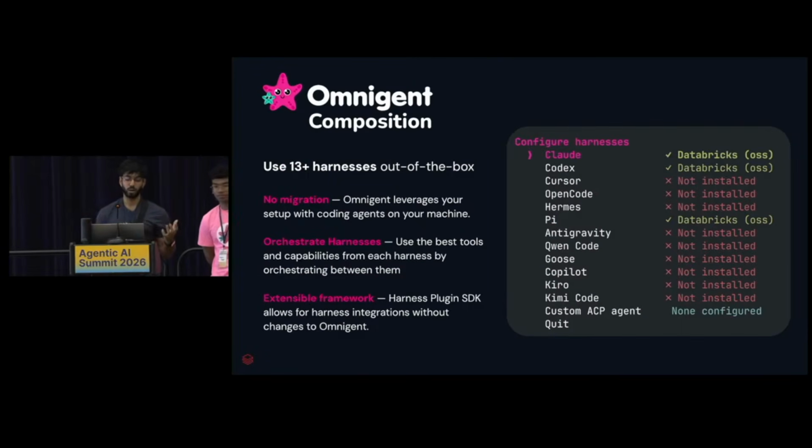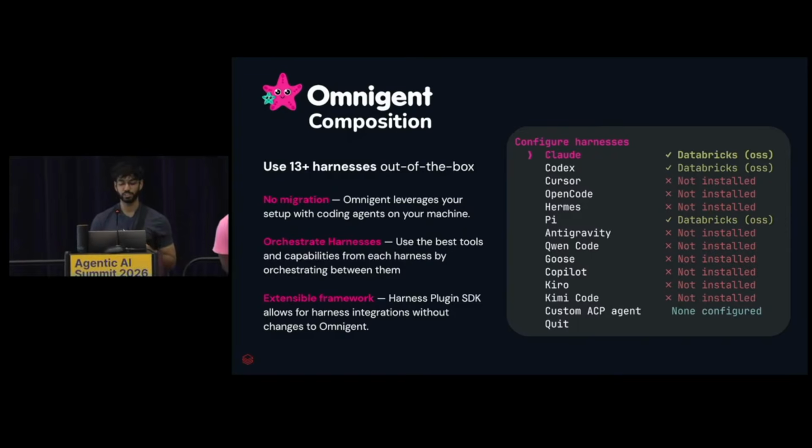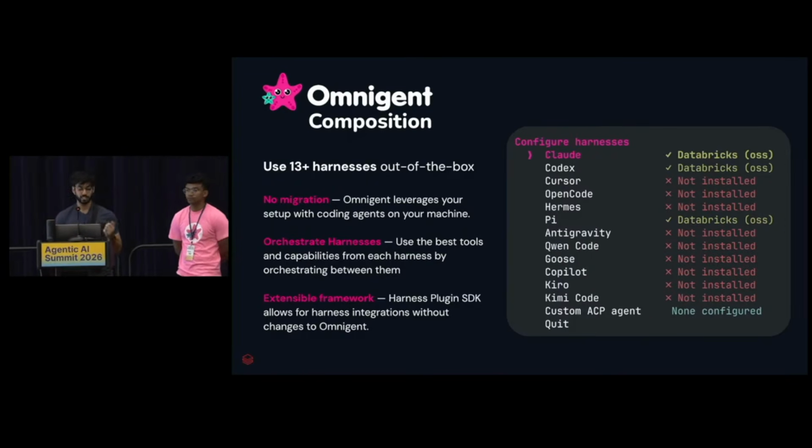So out of the box, Omnigent can speak with over a dozen harnesses. These include Cloud Code, Codex, and I will not read out the whole list here. And three things matter here. First of all, there's no migration needed. Omnigent will pick up the setup that you already have on your machine. So if you already have your subscription setup, your MCP servers, your skills, those will already come along ready to go within Omnigent.